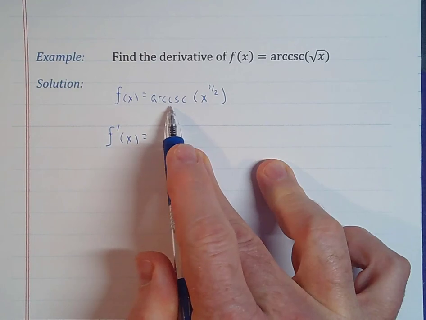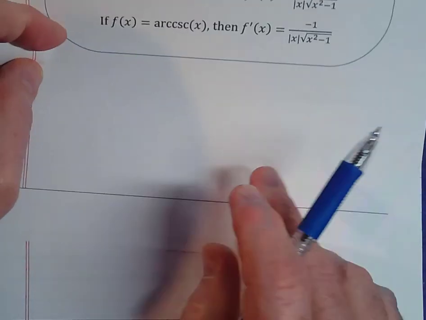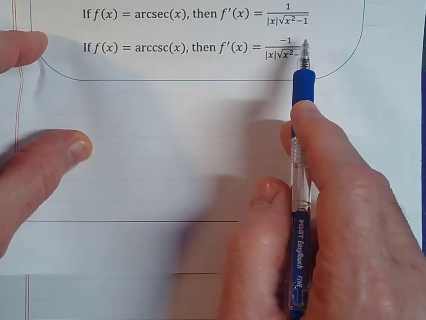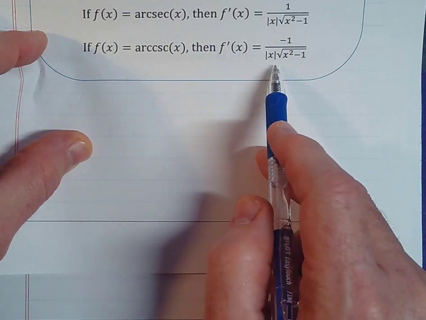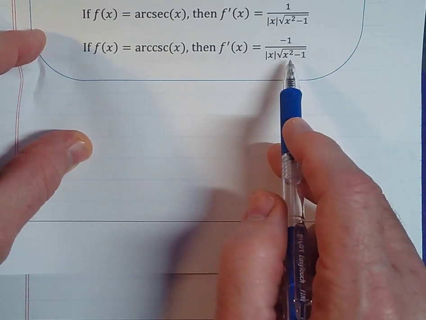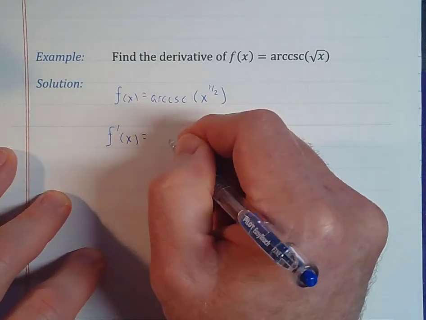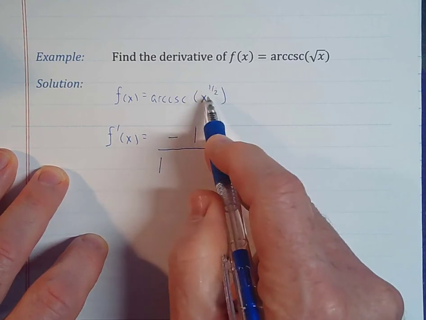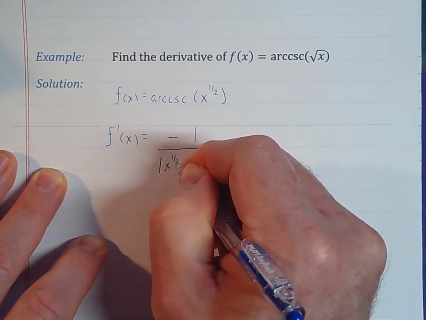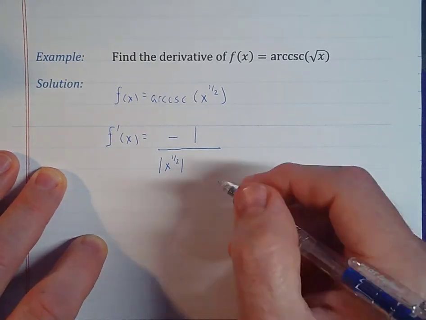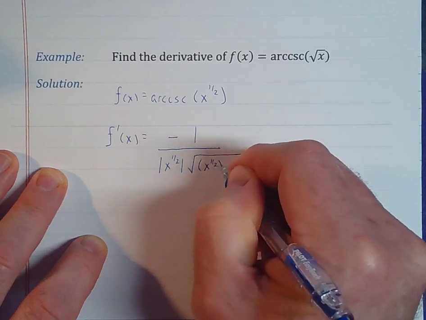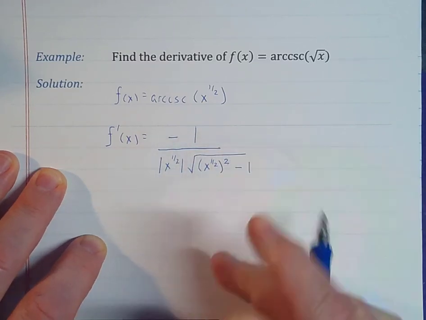So the outside derivative, okay, I'm just going to cheat over here and get my formula. Looks like the derivative of arc cosecant is -1 over the absolute value of x times the square root of x squared minus 1. All right, so that would be -1 over the absolute value of this thing right here, so that's x to the 1/2, times the square root of x squared, so again, x to the 1/2 is what's going in there, squared minus 1. And that's the derivative of the outside part. I just used my formula here.